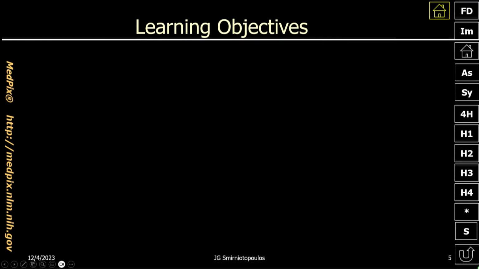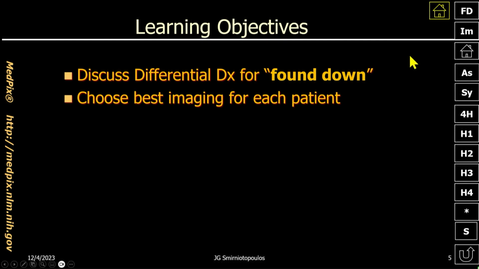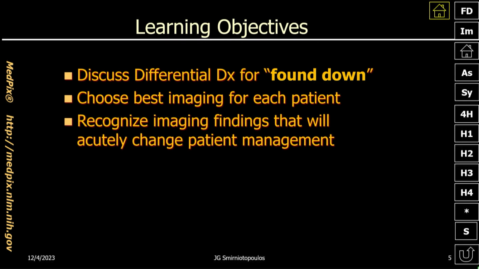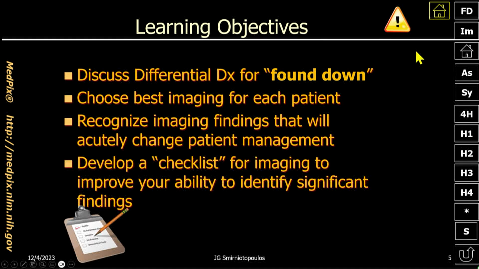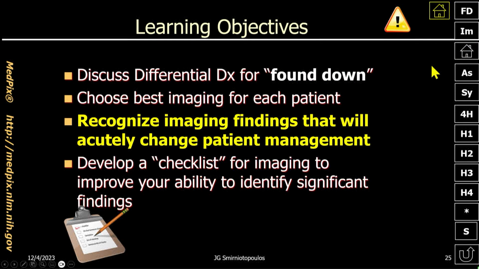My learning objectives: talk about the differential for found down, and choose the best imaging for each patient. Most of the time it's going to be CT. If that doesn't give you the answer, you get an MR scan. I want you to recognize imaging findings that are going to acutely change patient management, because that's actually what we're doing this for. And we're not going to have time to talk about having a checklist. So that's what we're going to talk about.